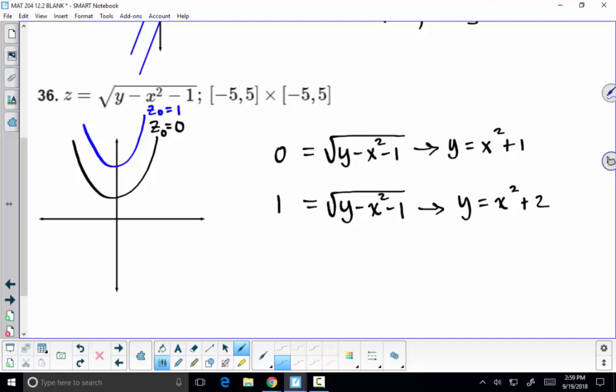Now let's check -1. 0, no solution. No solution. Right? Positive square root can't be negative. So this surface does not go below the xy plane. It's totally above the xy plane. And it's opening that way. So it's kind of like a cave. Let's just graph it on GeoGebra and take a quick look, see if we can manipulate it.